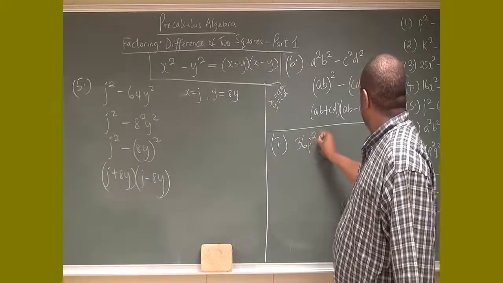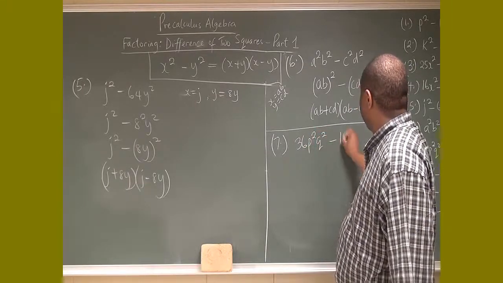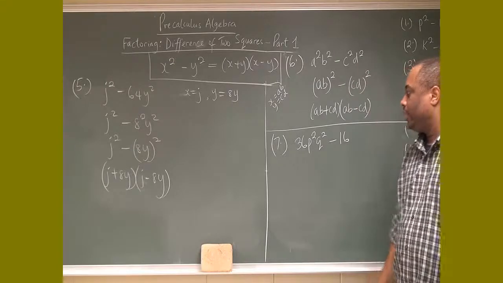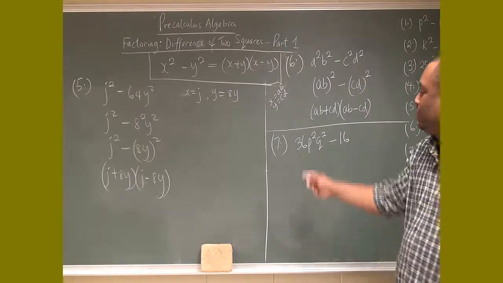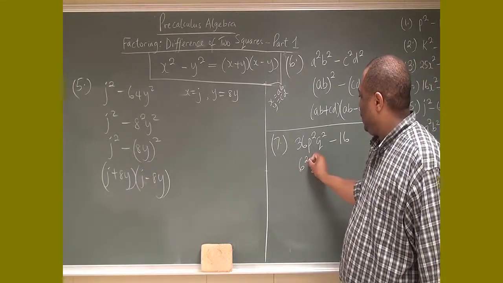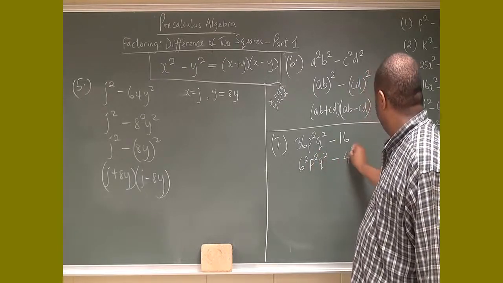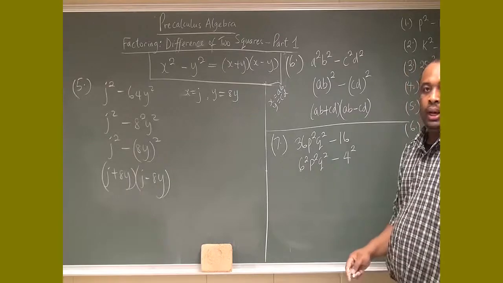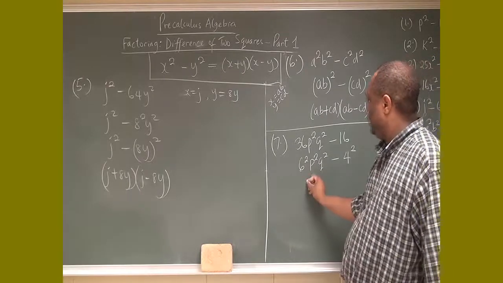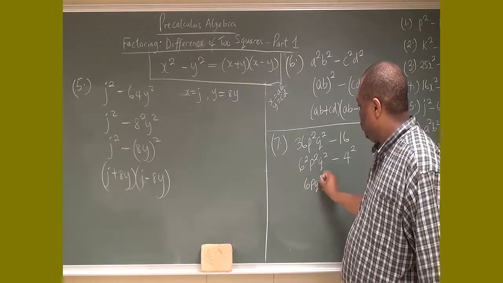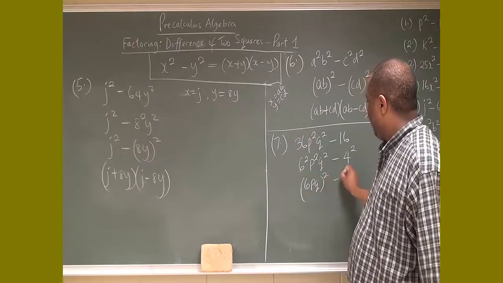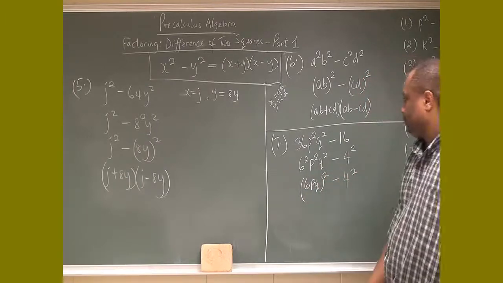36p squared q squared minus 16. Okay? So this will be what? 6 squared p squared q squared minus 4 squared. Okay? Make this compact. This will be 6pq all squared minus 4 squared.